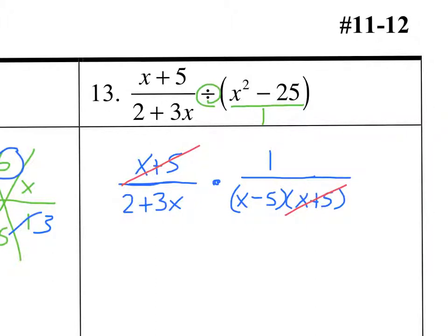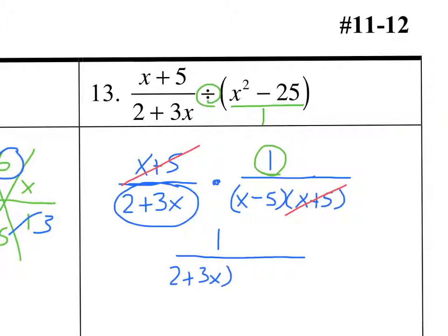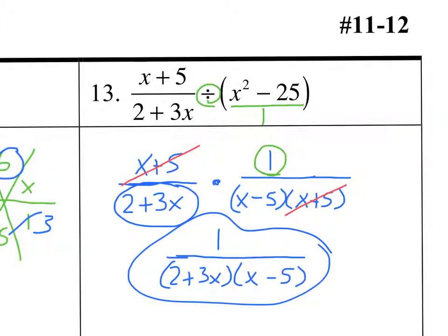And what's left in the numerator? A lonely little one. And what's left in the denominator? All of this here, eh? Wink, wink, nudge, nudge. And I'm going to leave it like this. You do not need to FOIL or double distribute down the bottom. We just leave it in factored form because that is, number 1, simple, and number 2, clear.